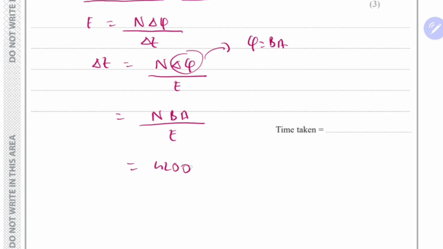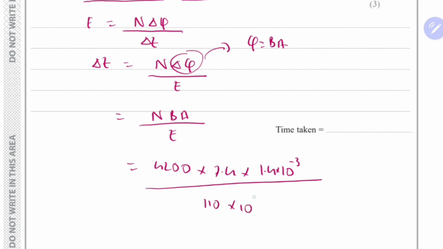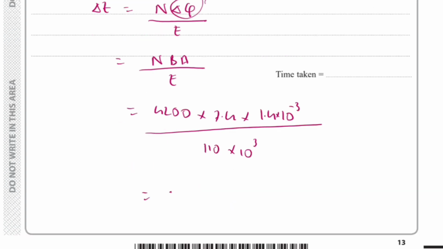N is 42,000 times B 7.4 times area 1.4 times 10 to the power minus 3, divided by E, which is the potential difference, 110 times 10 to the power 3, because we need to convert this. That gives 3.9 times 10 to the power minus 3, which basically is 4 times 10 to the power minus 3 seconds.